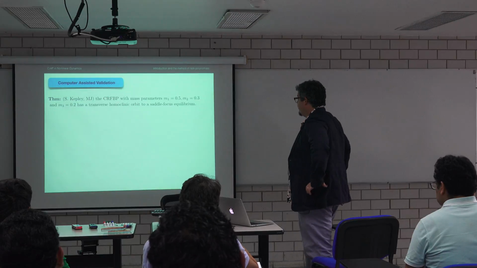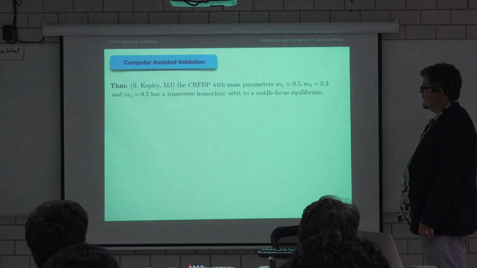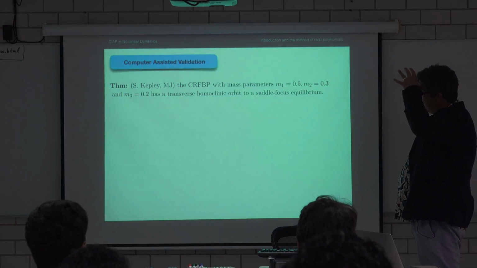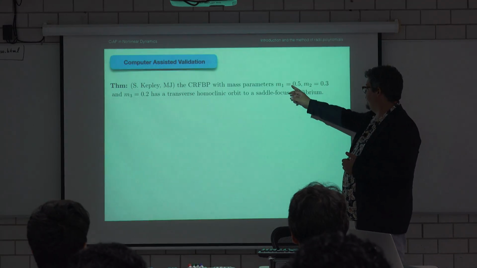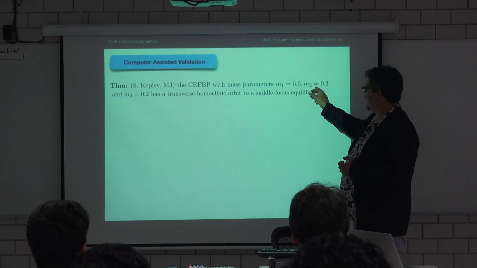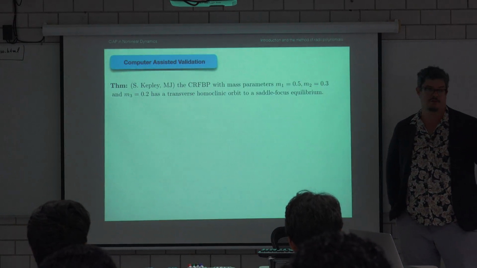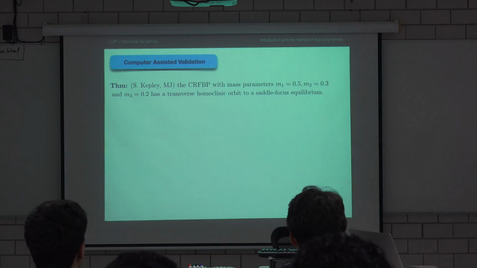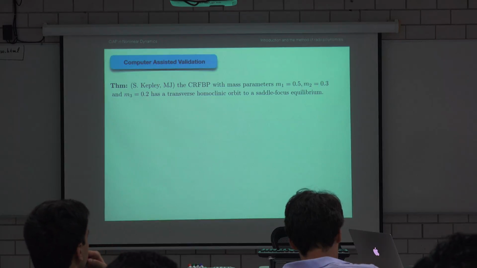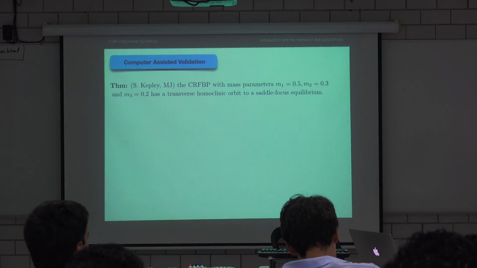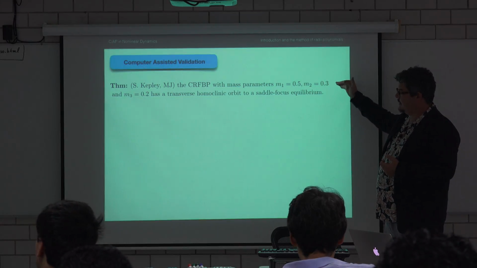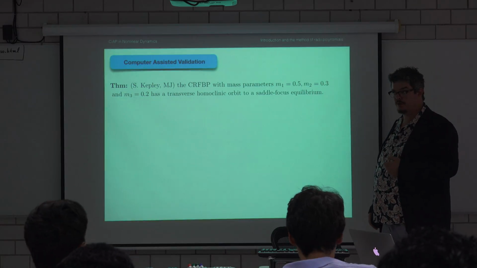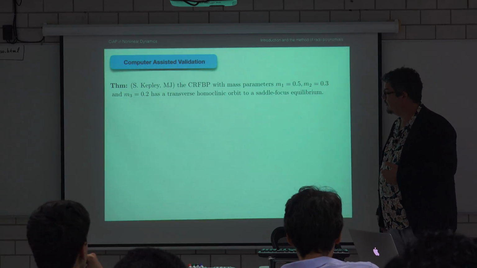Okay, so here's a theorem that comes from the PhD thesis of Shane Kepley. He proved as part of his thesis that if you take the restricted four-body problem with precisely these mass parameters, 0.5, 0.3, and 0.2, then there is a transverse homoclinic orbit in this problem. Once Shane has proved this, then the theorems of Henrard and Devaney kick in, and as corollaries, you have the blue sky catastrophe, and you have the chaos nearby. So I want to try to actually talk about how you would prove something like this using the computer. And that's what I'll talk about today and tomorrow.